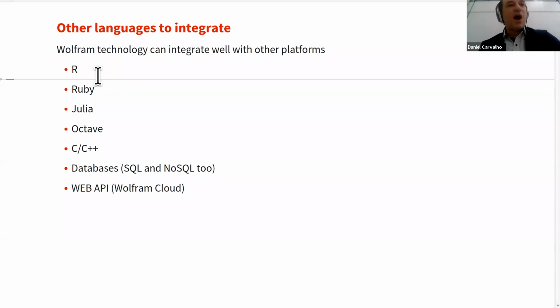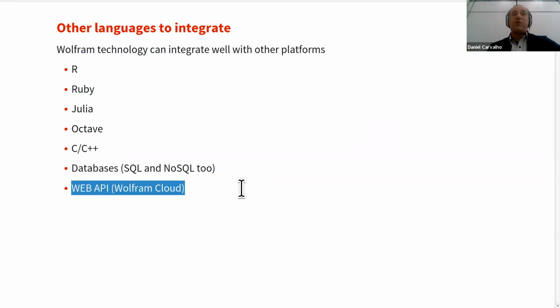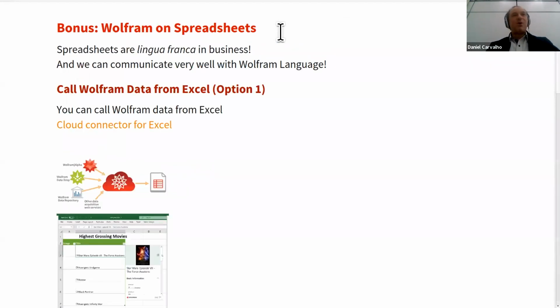You can connect to R, to Ruby, Julia, Octave, C and C++. The integration from Wolfram Language is really good since the beginning. And web, that is very flexible. Nowadays, every programming language can make web calls very easily. And as a bonus, we have spreadsheets.